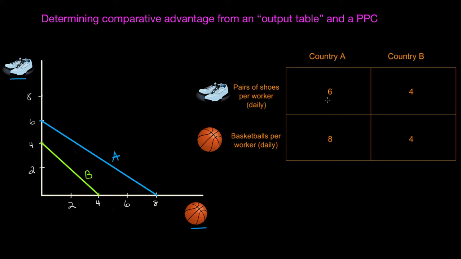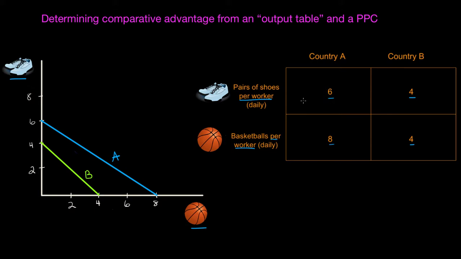Country A can produce up to 6 pairs of shoes per worker or up to 8 basketballs per worker. Contrast that with country B, which can produce up to 4 pairs of shoes or 4 basketballs with a single worker. Notice that in this table, the data that appears is the output. This is the potential output of the two goods that the country can produce with a fixed amount of inputs. Workers are our input. Each worker can produce the numbers of basketballs and shoes indicated in the table.